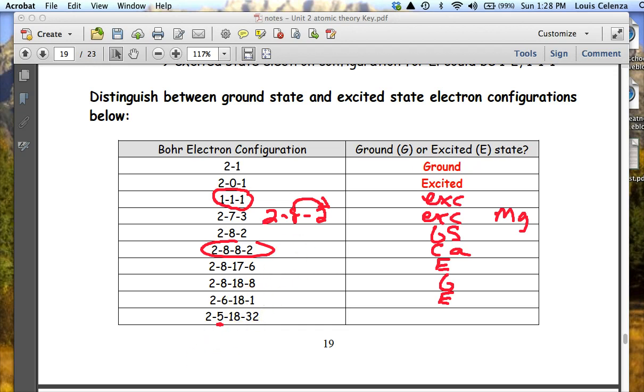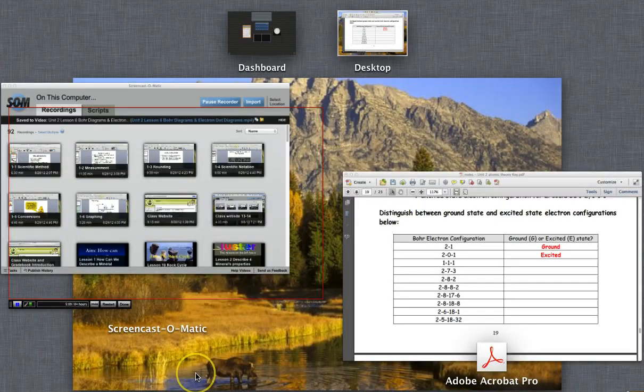But we need to take it a step further. How does an atom become in the excited state? Well, here's what you do.